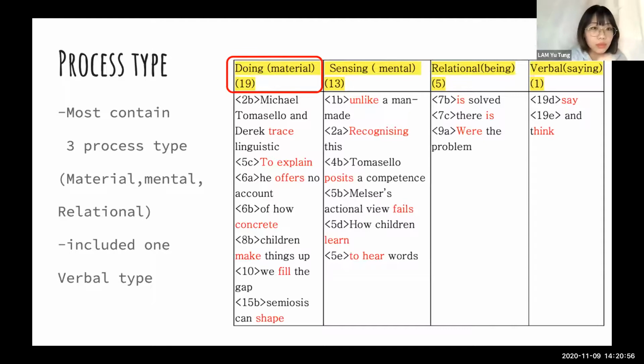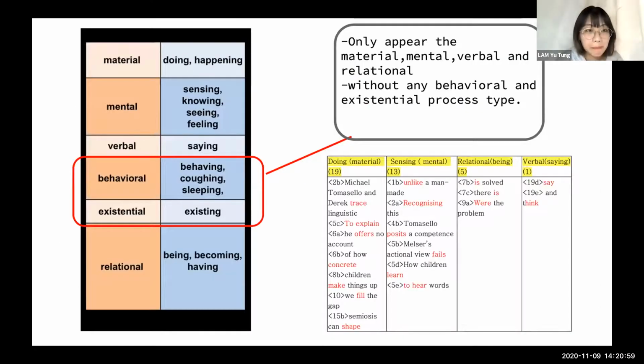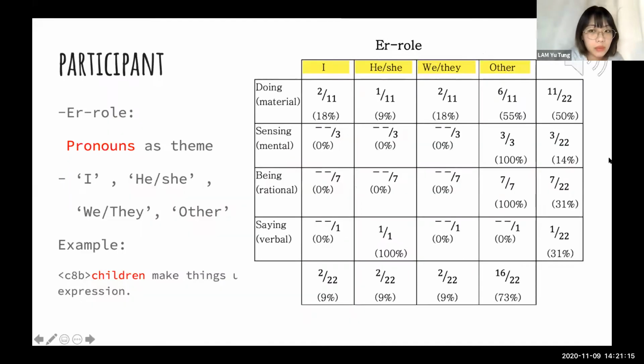If you remember what I said before, process type is totally in 6 kinds. However, only the above 4 types appeared, without any behavioral and existential process types, such as behaving, sleeping, and existing words. Besides, the participants are vital to the text. We can use the ER rule to describe it. I found that it did not apply to "you" in this text, so I used he or she as one of the participants. Also, in doing process type, we can find that some participants are non-human, which may affect some people.